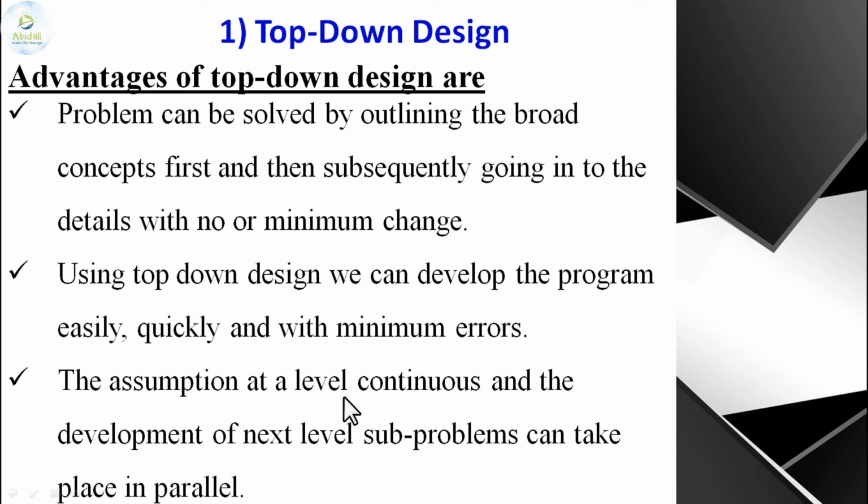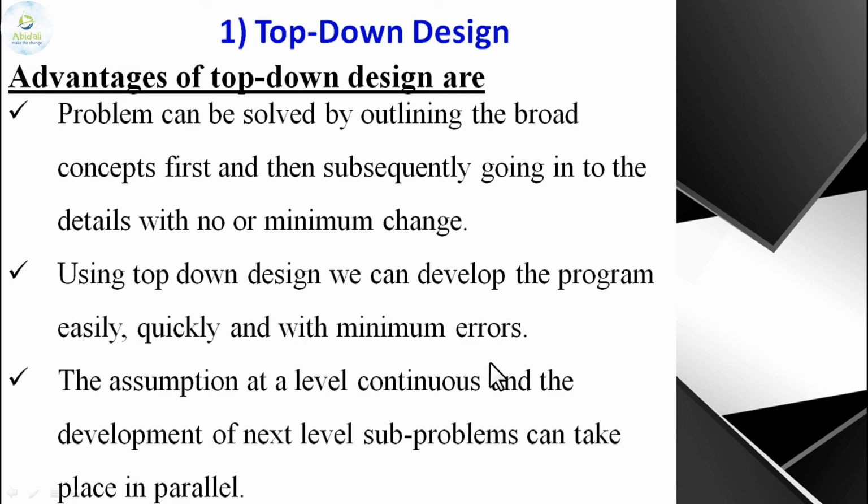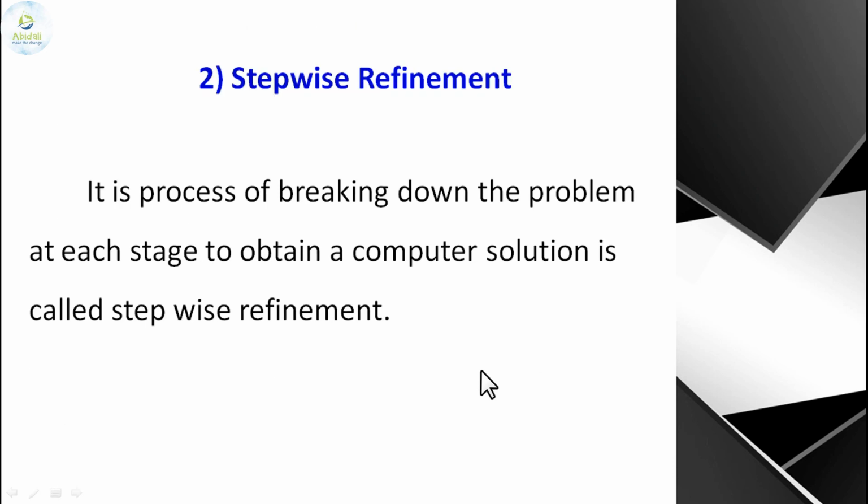The assumption at the lower level continues and the development at the next level and the subsequent level can take place parallelly. Like when I started dividing, this can be continuous in the traveling stage, but I'll be developing the code, and this is in the process of under construction that could be solved later. So these are the advantages of the top down design.